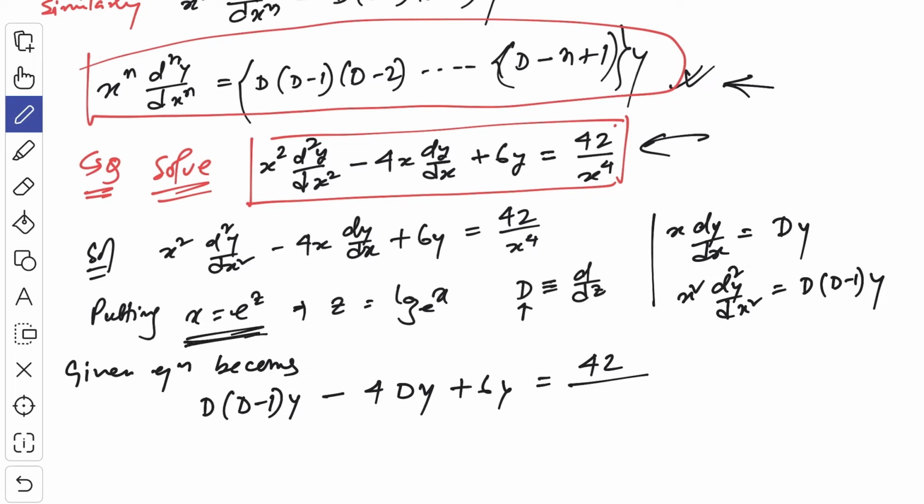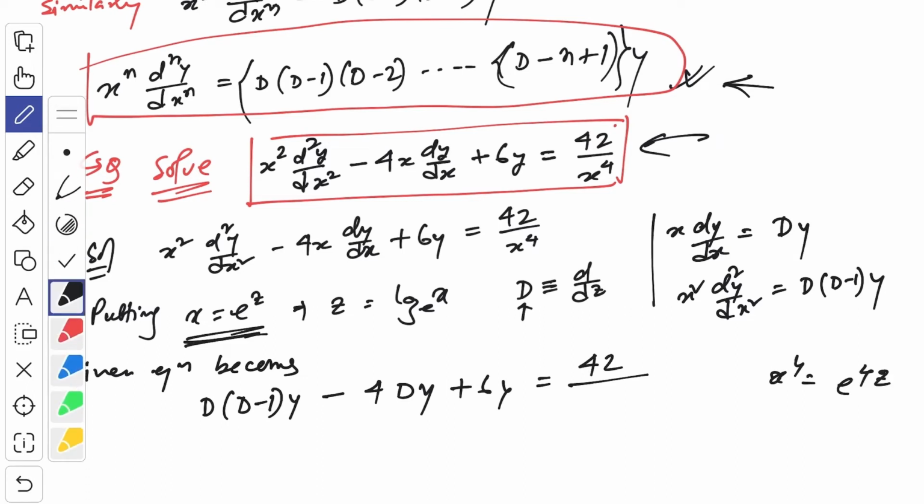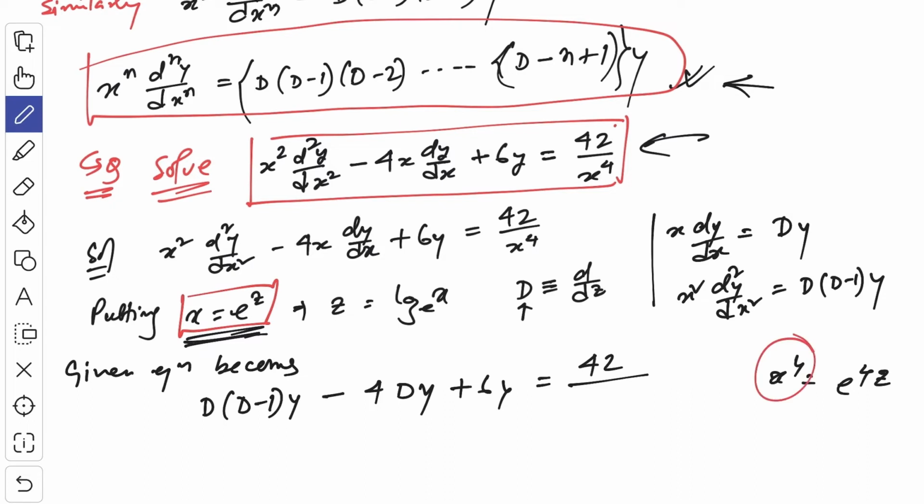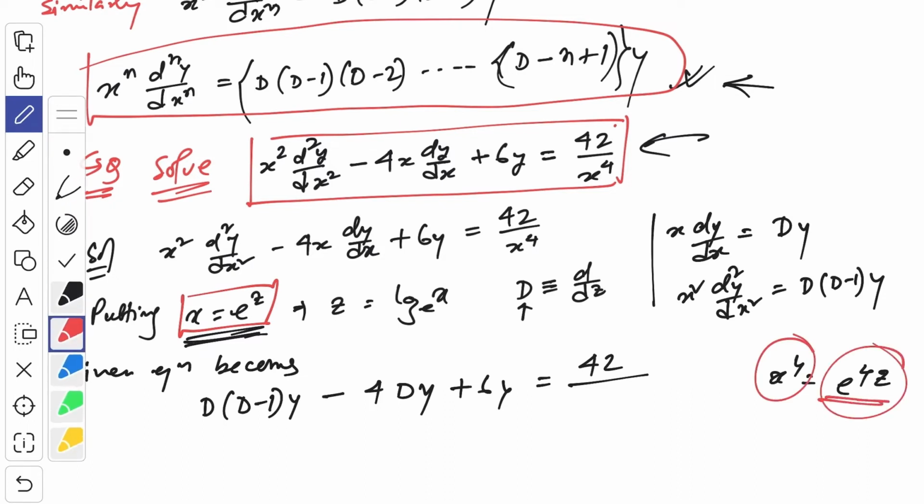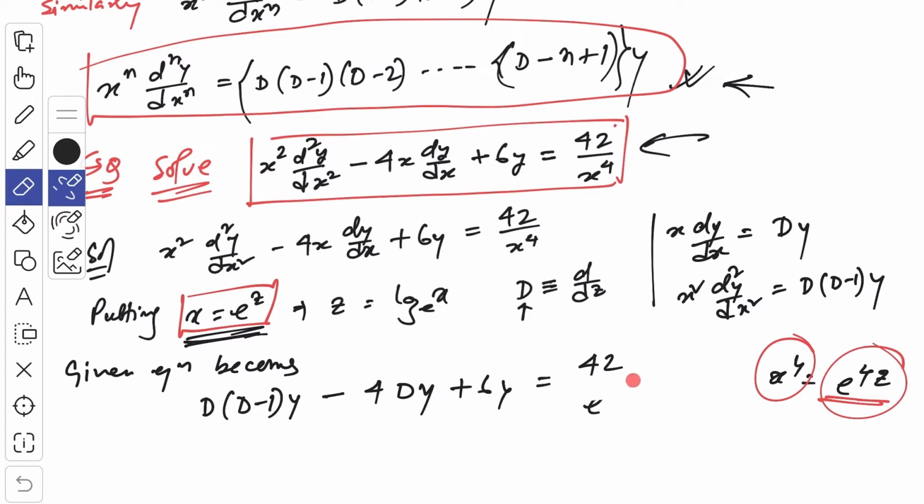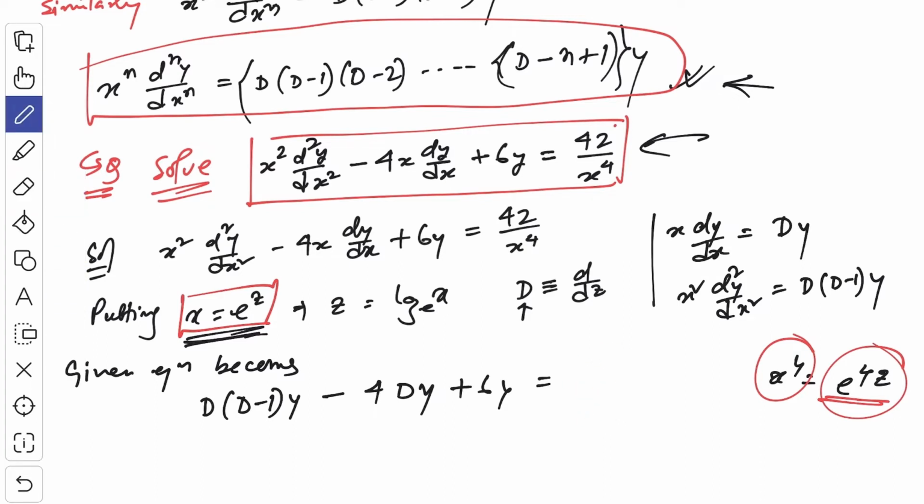Now as we have considered x is equal to e to the power z, x to the power 4 will be e to the power 4z. So now our denominator becomes e to the power 4z, and directly you can write this way, 42 e to the power minus 4z. That way you can write. Hope you have understood.